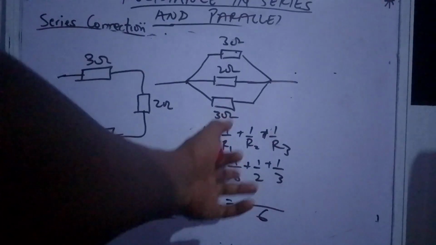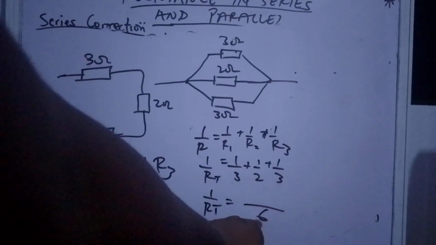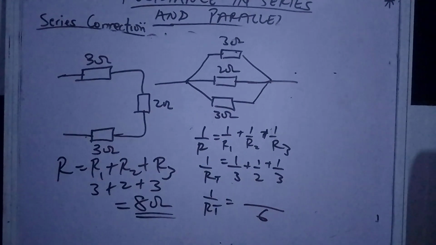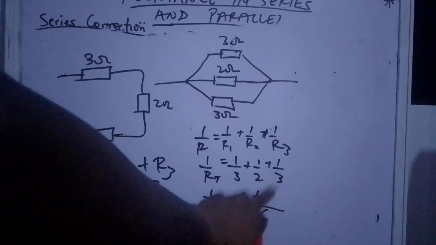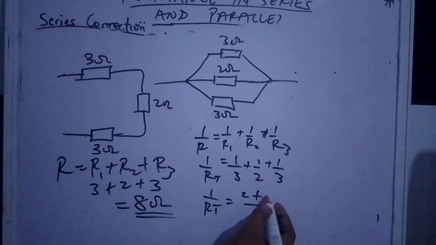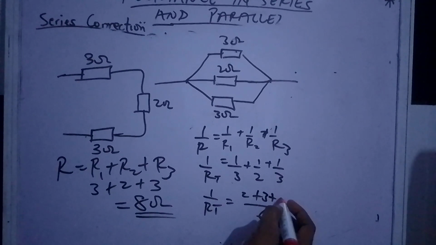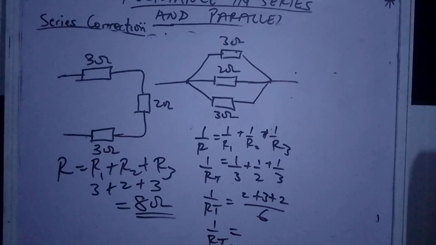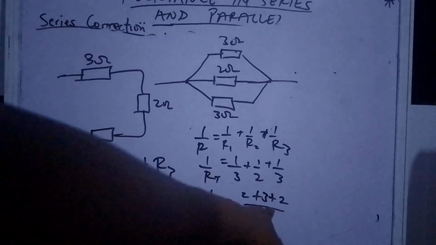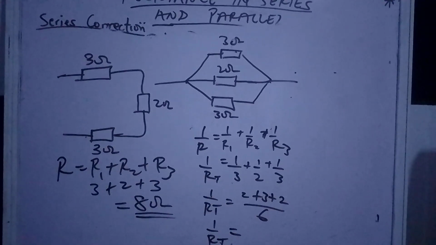So the LCM is 6. That is 6 divided by 3, that is 2. 2 times 1, that is 2. Then 6 divided by 3, that is 3. 3 times 1, that is 3. And the same thing here is going to give us 2. So we are going to say 1 over R total. So 1 over R total is going to be 7 over 6.